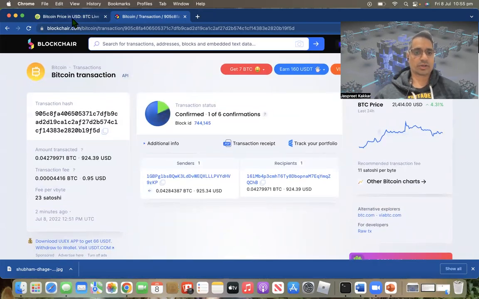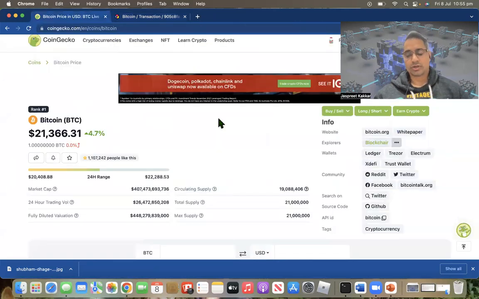There are other block explorers. I will not go into all the details. You can explore on your own. And then it shows further information about wallets. These are all wallets you can use with Bitcoin. You have these hardware wallets, Ledger and Trezor, that I previously talked about.